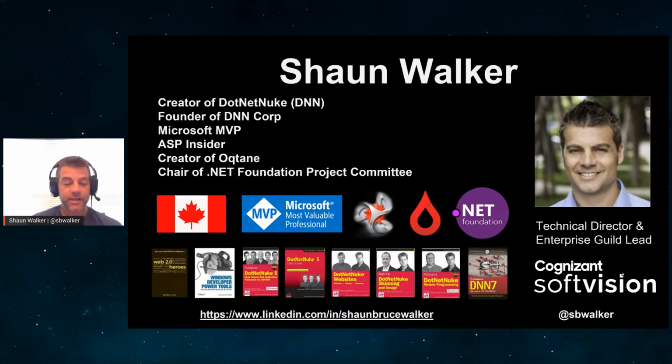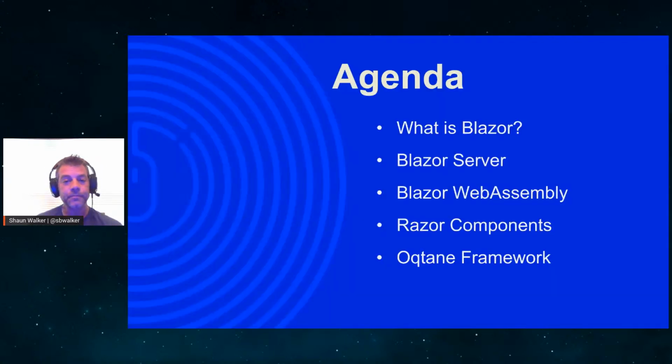I've participated in writing a lot of books over time. I've never written an entire book myself, but contributed to many books. And currently I'm employed by Cognizant. It's a division within Cognizant called SoftVision, also called Software Product Engineering now. And in that, I'm a technical director and enterprise guild lead.